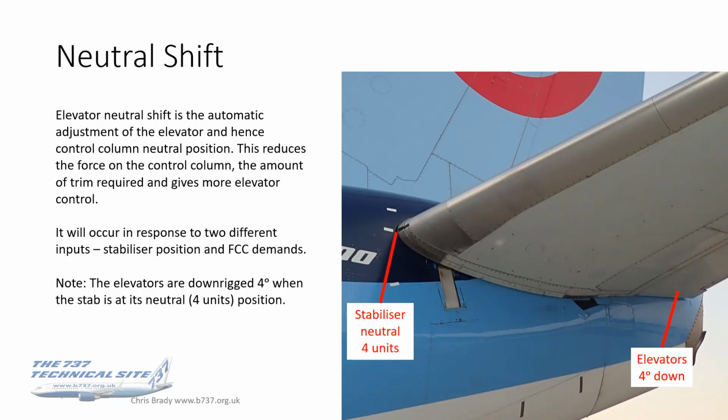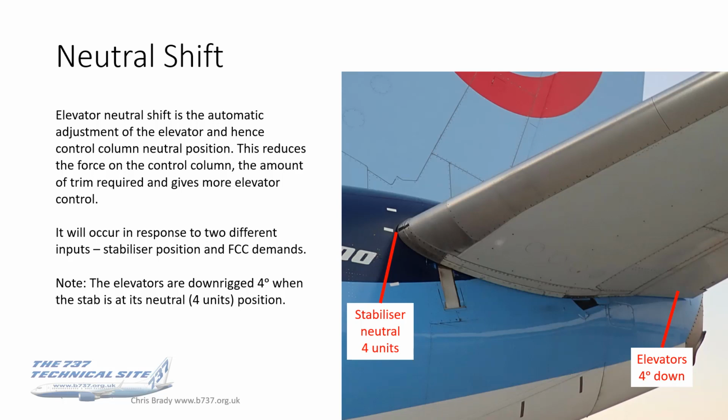Now, neutral shift is the automatic adjustment of the elevator, and hence the control column neutral position. What it does is reduce the force on the control column, reduce the amount of trim required, and give more elevator control. So it does a lot of good things. As I've already said, it'll occur in response to two different inputs: stab position and flight control computer demands.